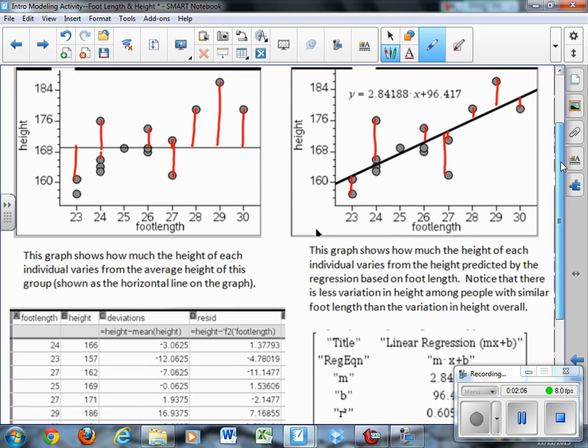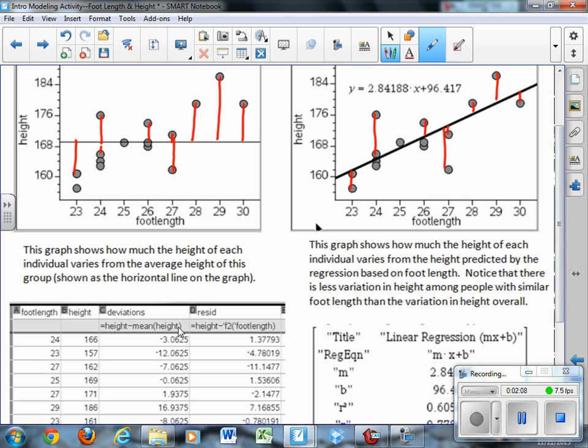So this says on your sheet, this graph shows how much the height of each individual varies from the average height of this group. This graph shows how much the height of each individual varies from the height predicted by the regression based on foot length. Notice that there is less variation in height among people with similar foot length than the variation in height overall.